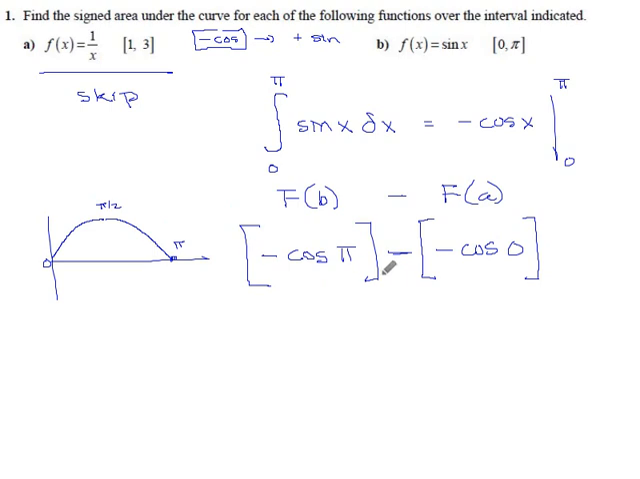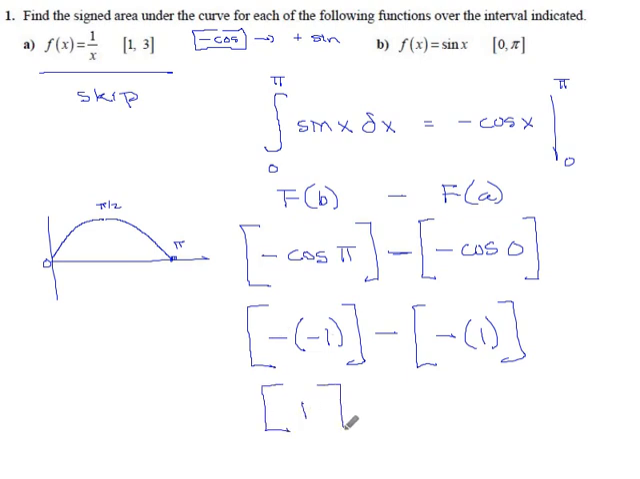So let's see if we can do all this trig here. We get minus, cosine pi is like cosine 180, it's negative 1, minus, and then we get negative, cosine 0 is actually 1. All right, so what does this clean up to? Minus negative 1 is 1, and then we get minus negative 1, which is plus 1. So grand total of the area under here is 2.